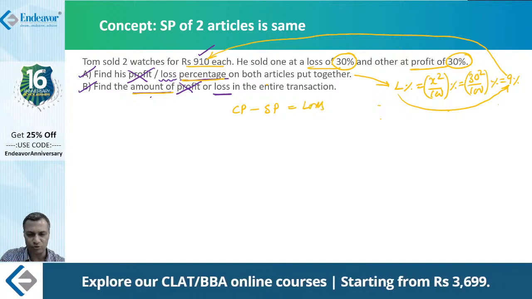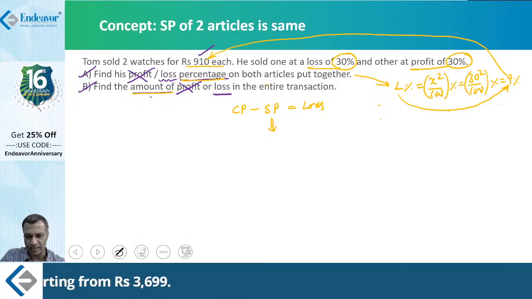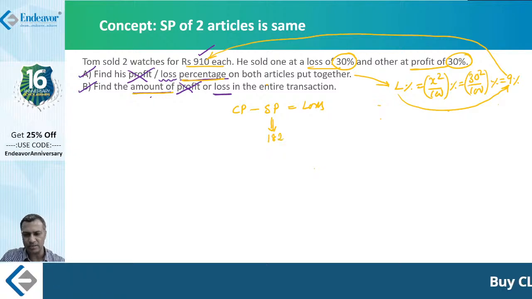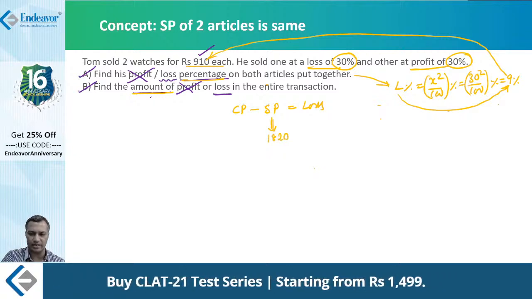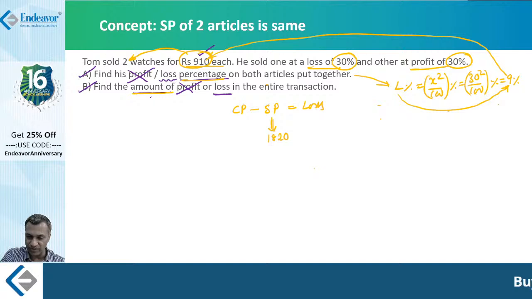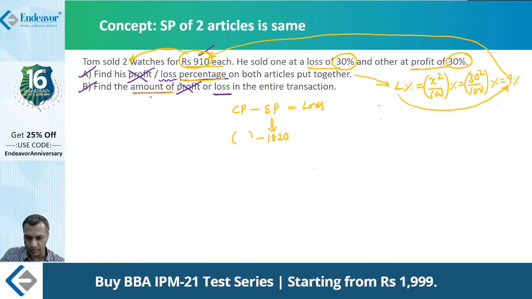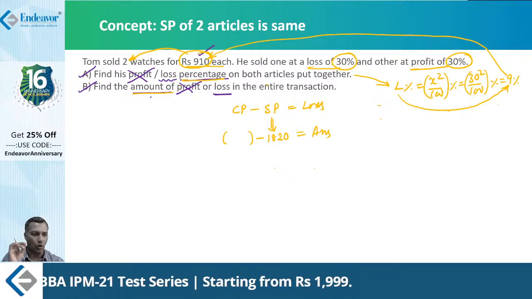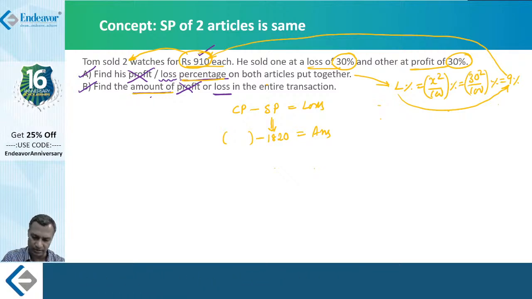Because you said loss, cost price would be anyway higher. What is the selling price? Selling price is 2 times 910, which is nothing but 1820. You may ask, from where did you get this 1820? The selling price of each watch is 910. How many watches? Two watches, that this man is buying. So therefore 1820. Now what am I not sure about? The cost price of those two watches. If I put the cost price in perspective, I will get the loss. The difference is nothing but my answer. What am I deprived of in this question? The cost price.